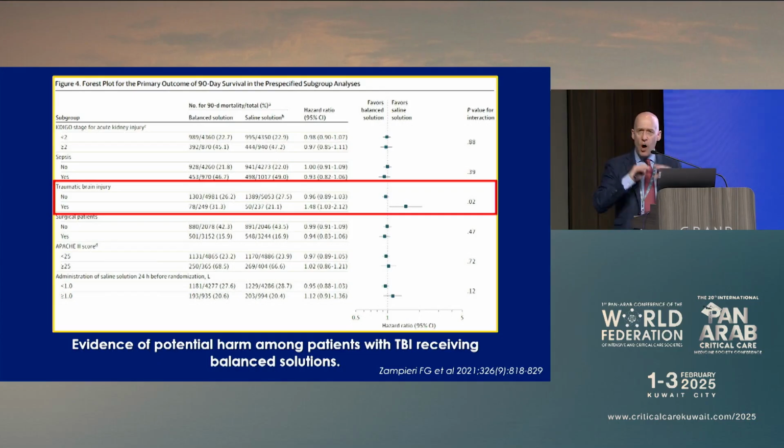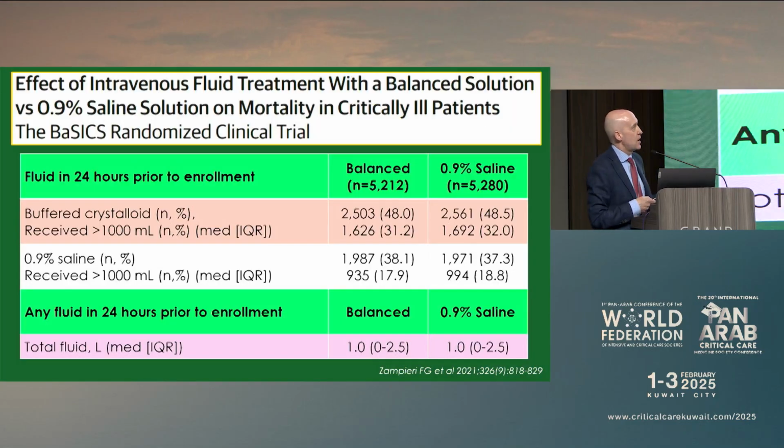That being said, all patients within this cohort were not the same. So here is the traumatic brain injury group, right? If patients with traumatic brain injury were receiving a balanced crystalloid solution, they actually had an increased hazard for mortality, and there was heterogeneity in treatment effect here. So we'll come back to that because I think that's an important subgroup of patients that may not benefit.